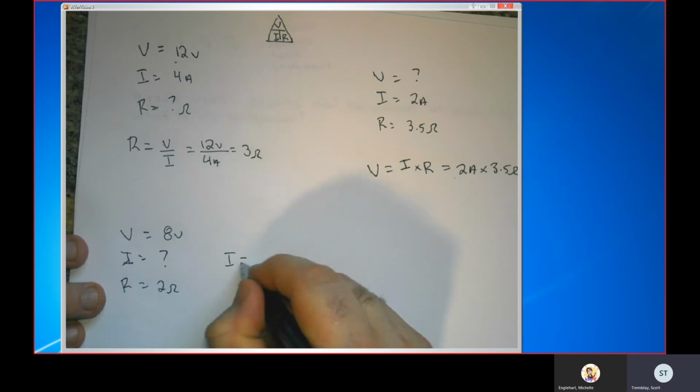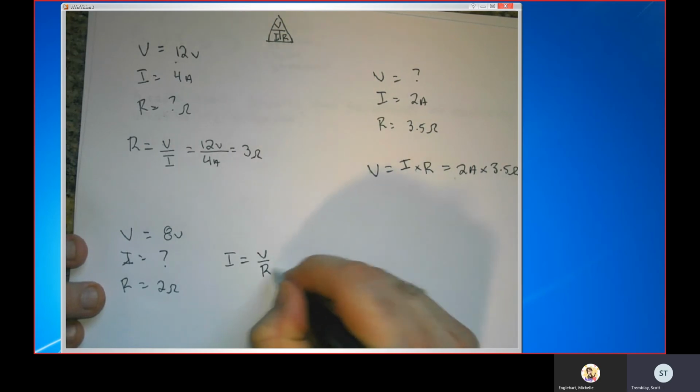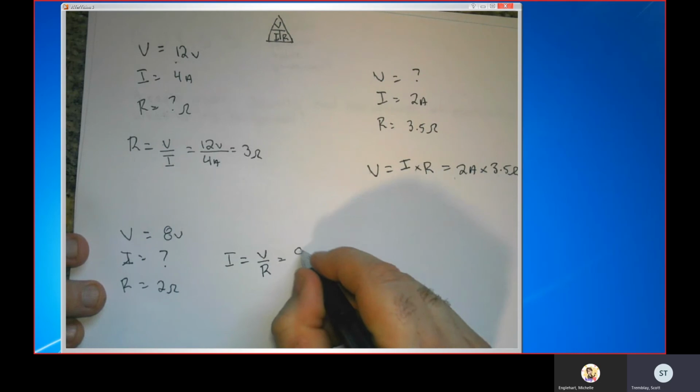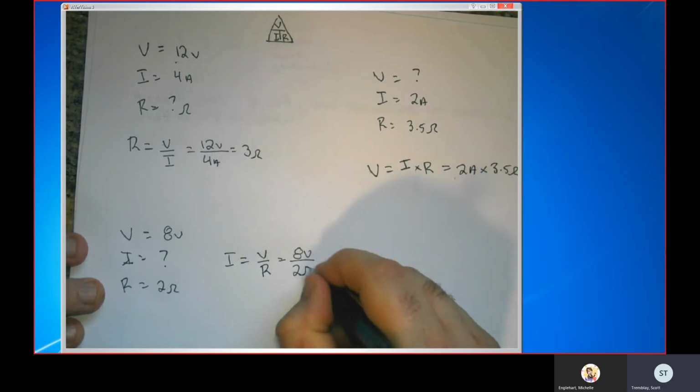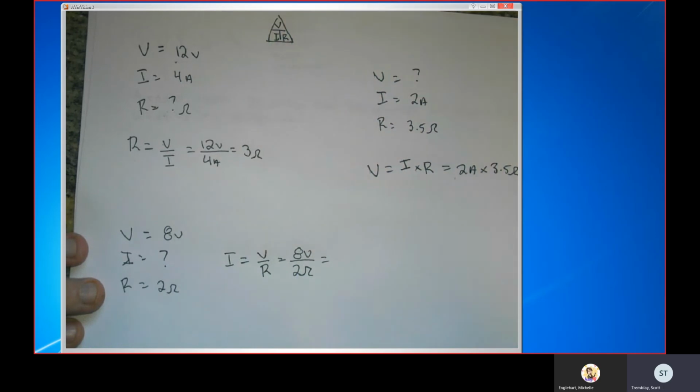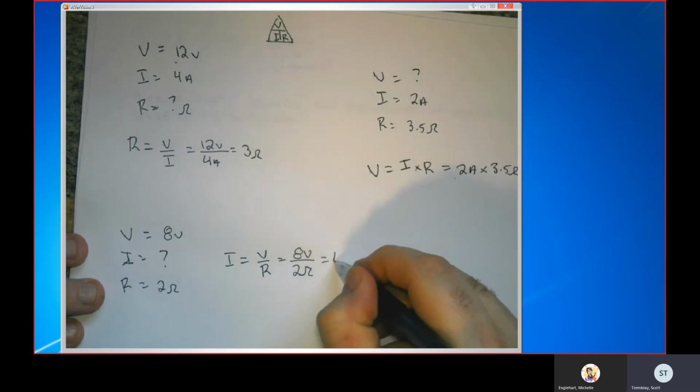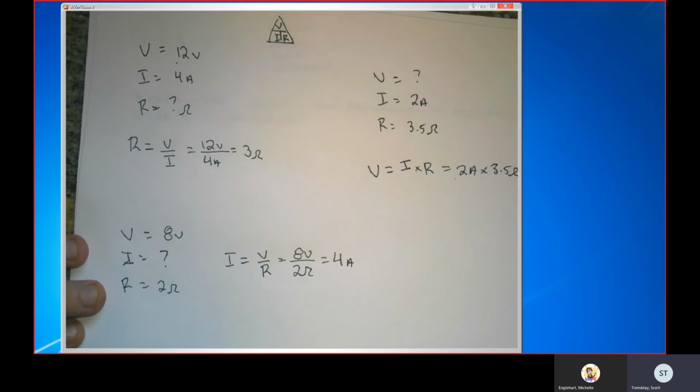So I is equal to V over R. V is equal to 8 volts. R is equal to 2 ohms. And 8 divided by 2 gives us 4. And the unit would be 4 amps.